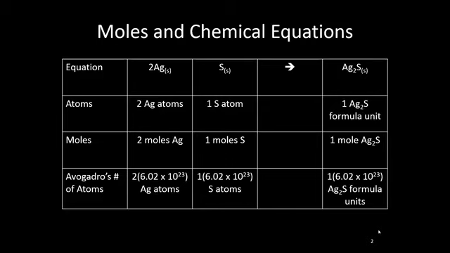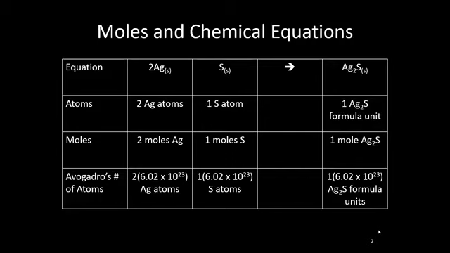If we look at the equation 2Ag solid plus S solid yields Ag2S, in other words, silver solid plus sulfur solid produces solid silver sulfide, we can learn a lot about the necessary ingredients, so to speak, that must come together to make this reaction happen. On an atomic scale, the reaction tells us that 2 atoms of silver must react with 1 atom of sulfur to produce 1 formula unit of silver sulfide.